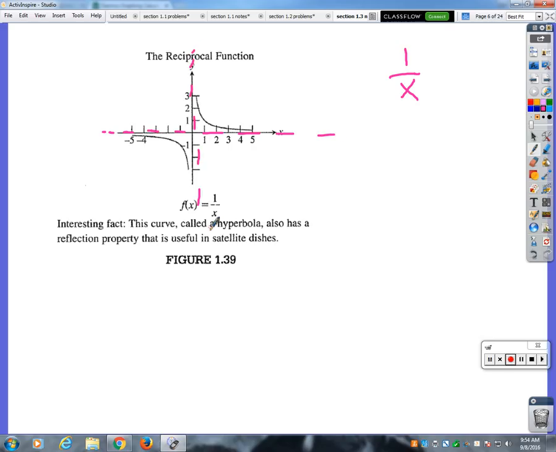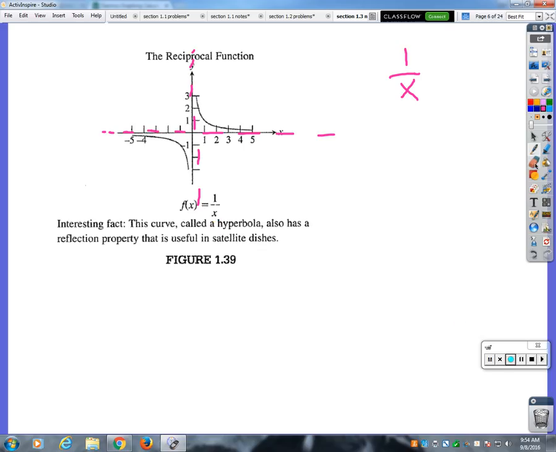You can kind of get the shape of the graph just by understanding math. If I plug in very large numbers for x, then it's going to get closer and closer to 0. If I plug in numbers between 0 and 1, then 1 divided by 0.5 is actually 2, and 1 divided by 0.25 is 4. So as x gets closer to 0 but stays positive, this is going to approach infinity. And then the opposite happens when you deal with negative numbers.